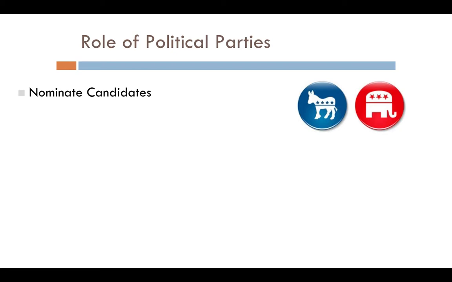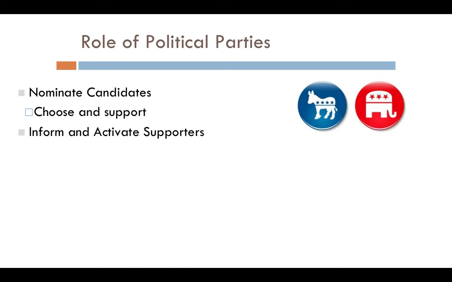Role of political parties. The political parties, as much as we dislike them, do have some roles. They nominate candidates. They choose and support a candidate. They endorse a candidate, and it gets the people to galvanize and unite again for a candidate. They inform and activate supporters, giving a lot of knowledge and understanding about a candidate. I would say the nominating conventions and the support are probably the two biggest things.